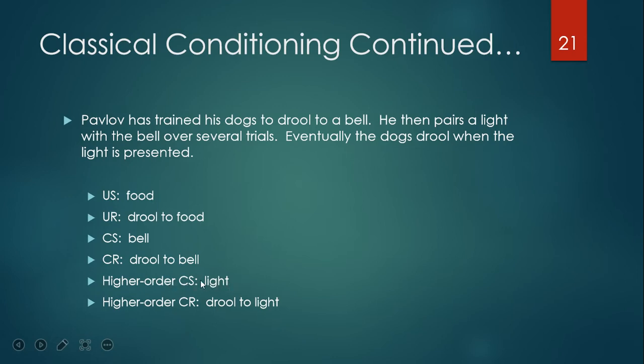So this light is paired with the presentation of the bell over several trials. And before long, the dogs learn that if the light comes, that means the bell isn't too far behind. And if the bell comes, that means food is coming pretty quickly after the bell. So they're learning this three-way interaction here. They're learning that light means bell and bell means food.